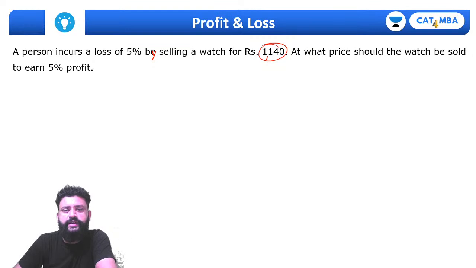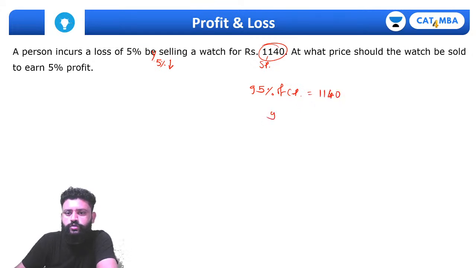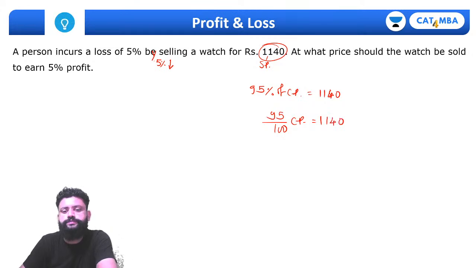There is a loss of 5% and this is the selling price we are given. So definitely a 5% loss simply means 95%, and loss is always on cost price. So 95% of the cost price is 1140. So 95 upon 100 into cost price equals 1140.